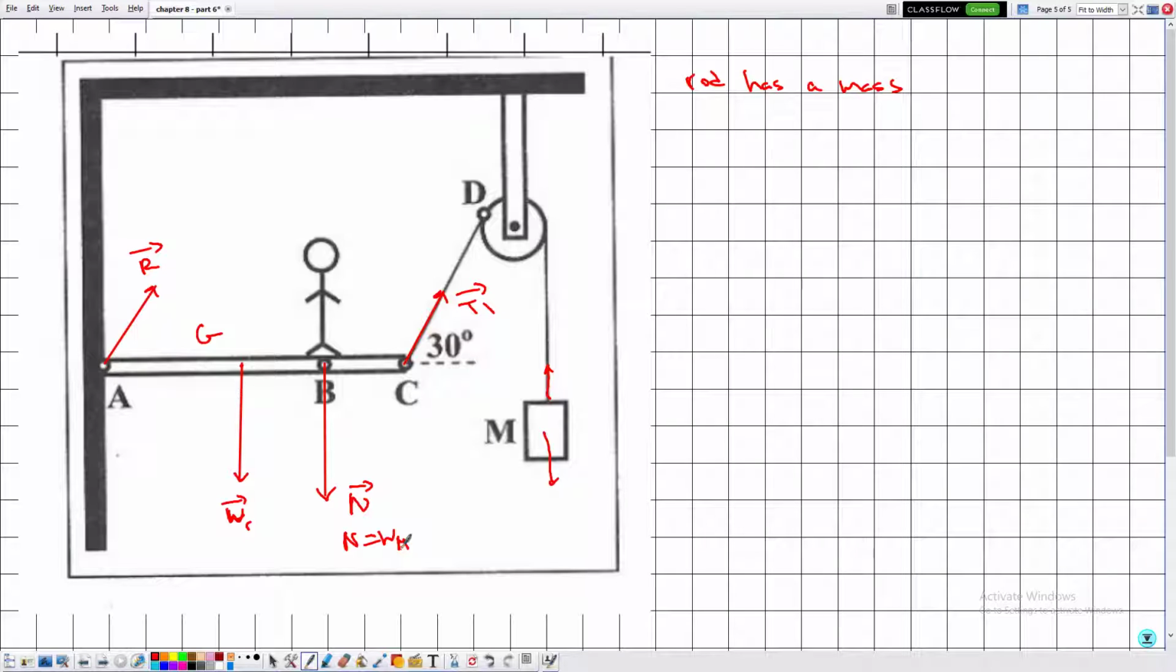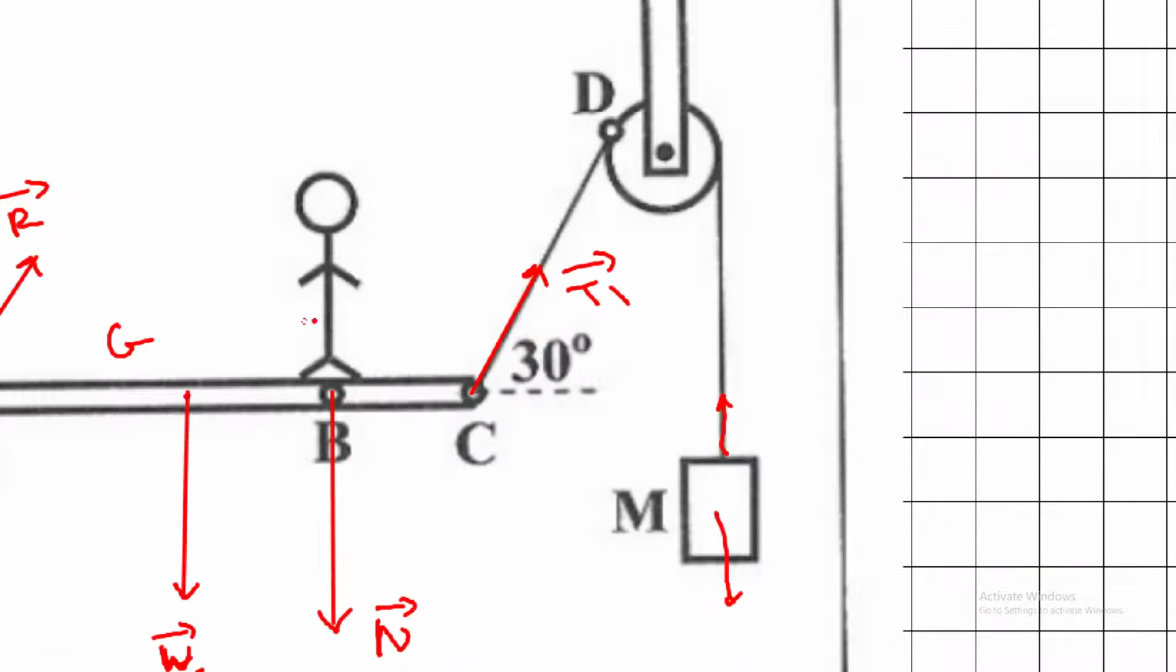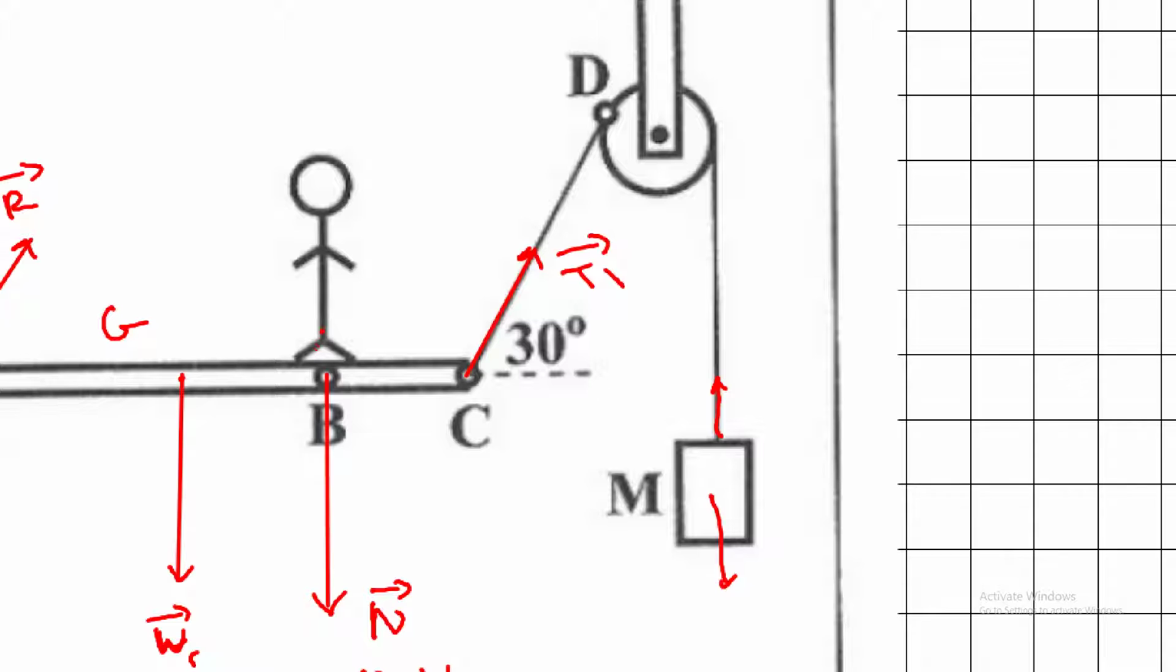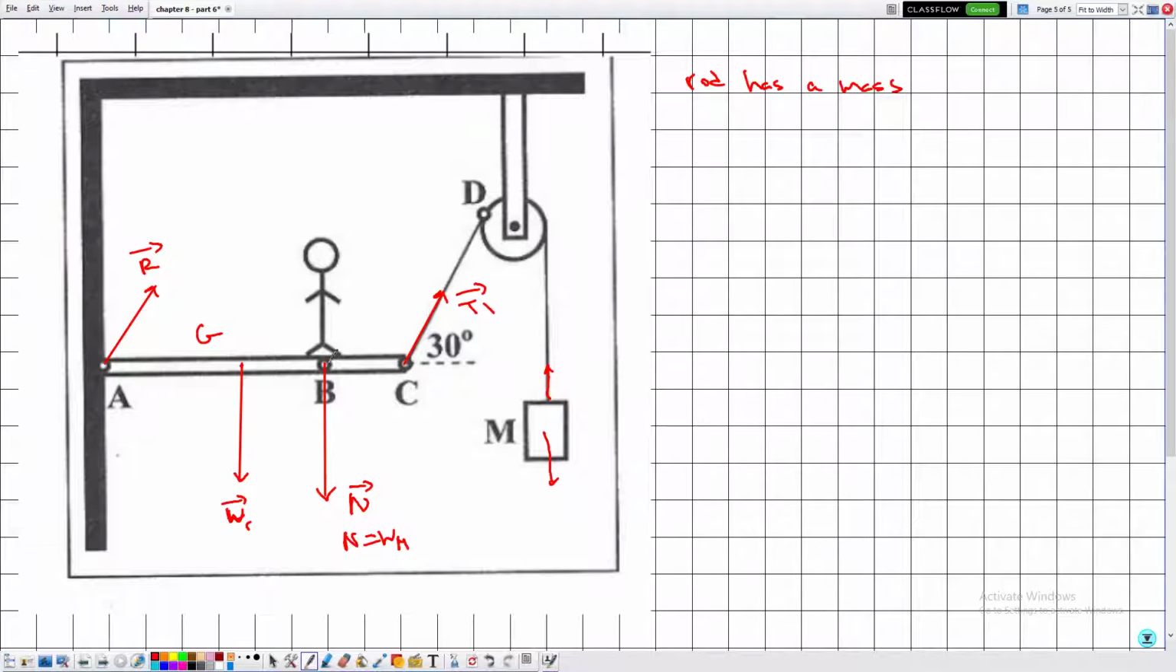So one should be very careful when representing the forces. We don't consider the weight of the man, however, but we consider the reaction exerted by the man on the rod.